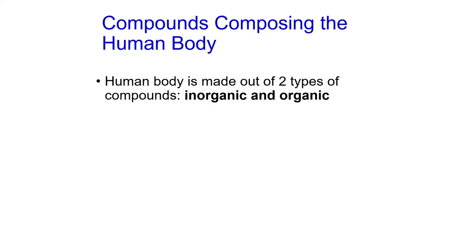So let's talk about some biological molecules and compounds that we find in the body. We are made up of two kinds of compounds. The human body has either inorganic or organic compounds within it. Organic meaning carbon-based.